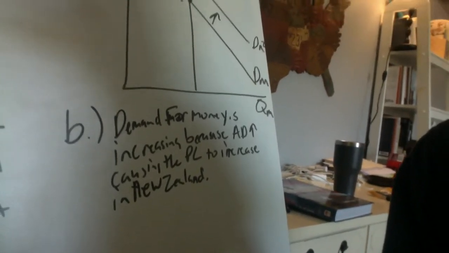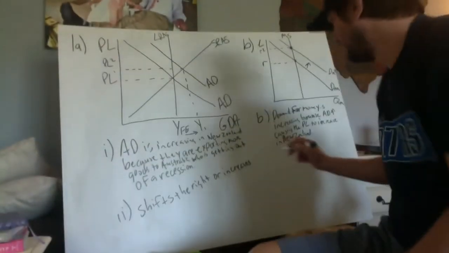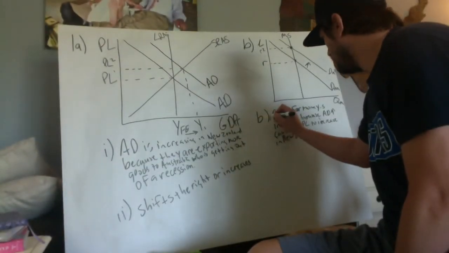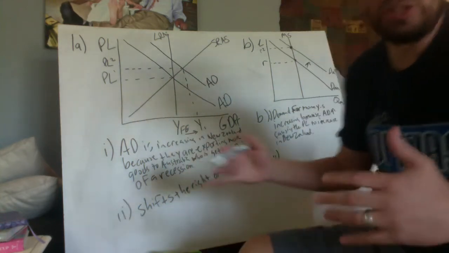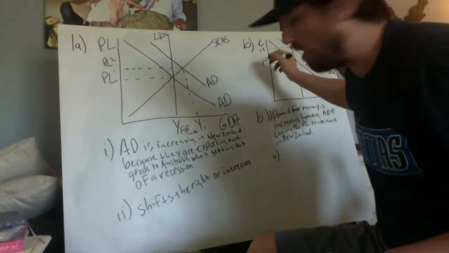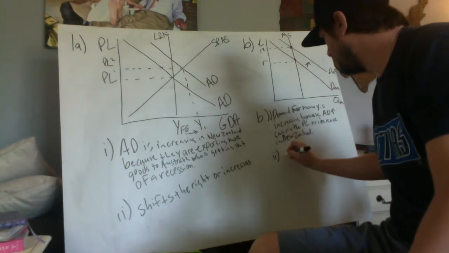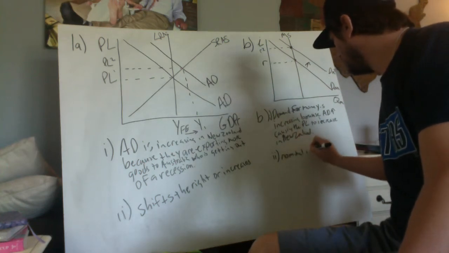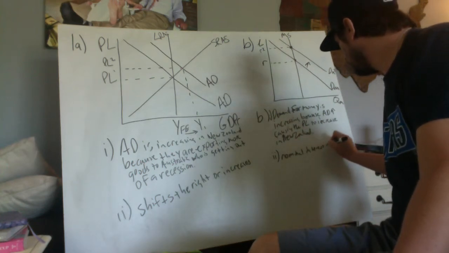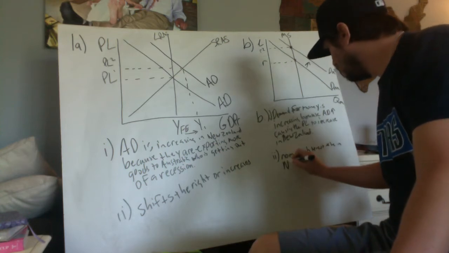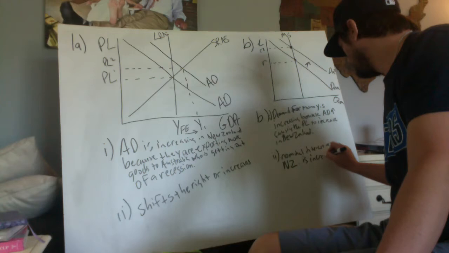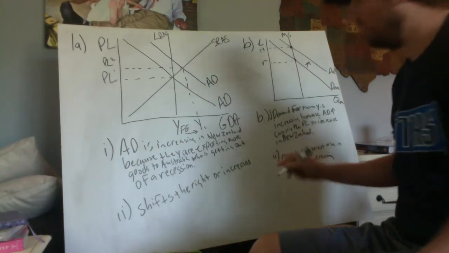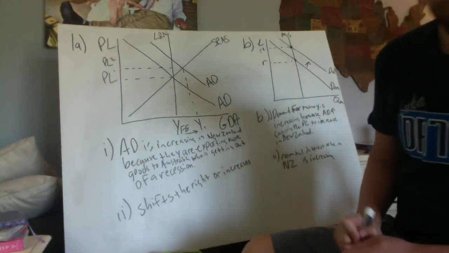Okay, now for B2, it says what's happening to the nominal interest rate. So what's happening to our nominal interest rate? Well, if we look here, our nominal interest rate is increasing. So that's all we have to put. Nominal interest rate in, I'm going to abbreviate, New Zealand is increasing. Okay, so that's kind of what's happening there.